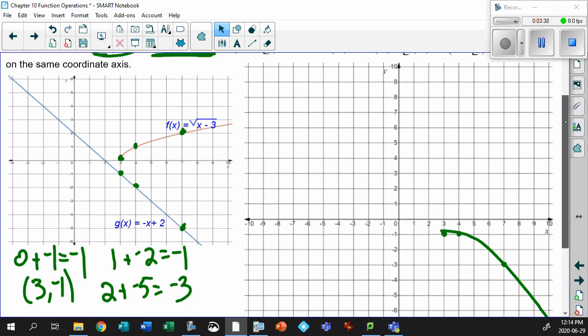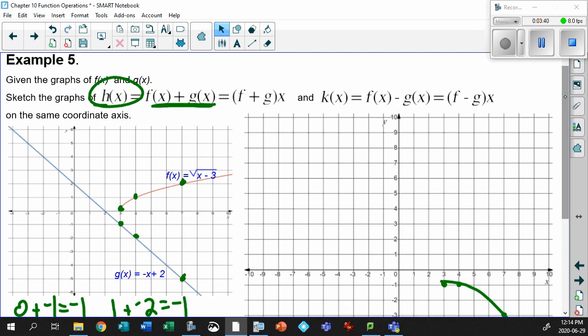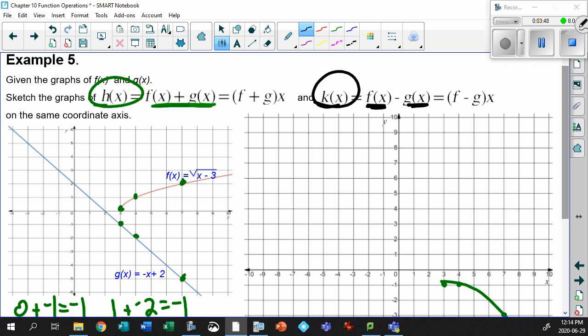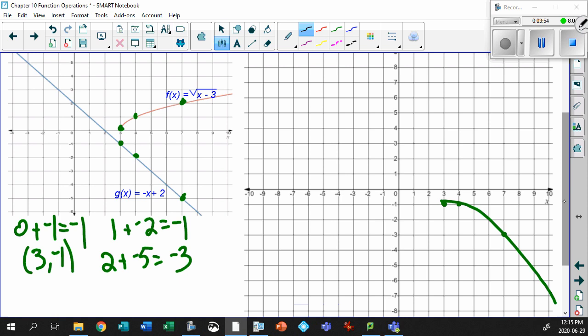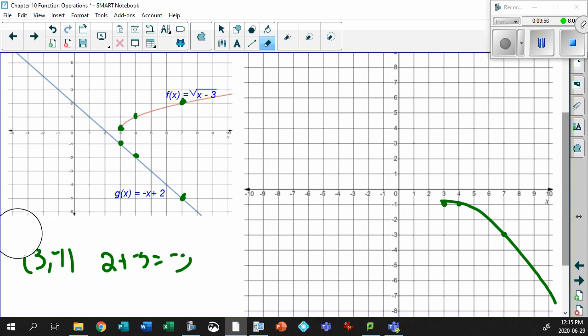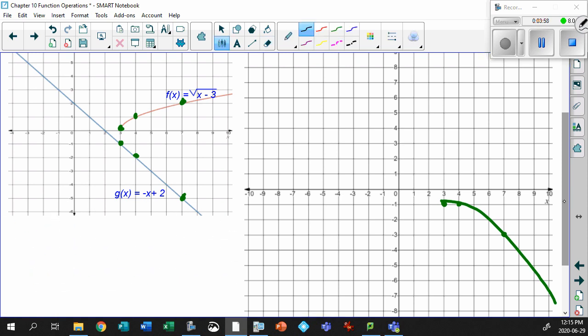But look at the question now. The question also says, give me k of x, which we're going to put in what color? Let's put it in black. Let's do k of x, which is f of x minus g of x. Now we can do the same thing. We can go back to our graph here and, if you think about it, all we have to do is use exactly the same points that we had here. So here we go. There's f of x, there's g of x. Now we're going to subtract them.